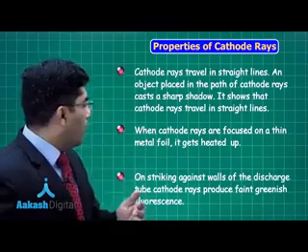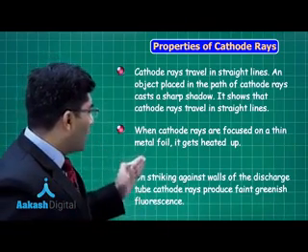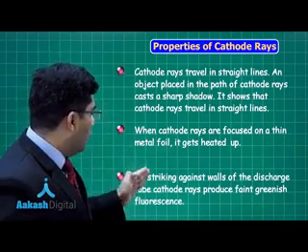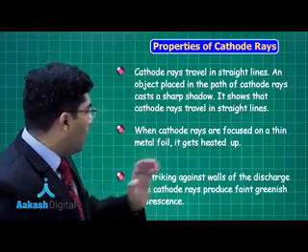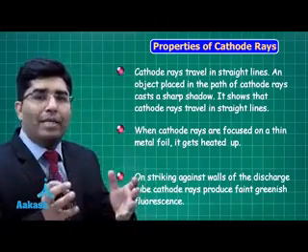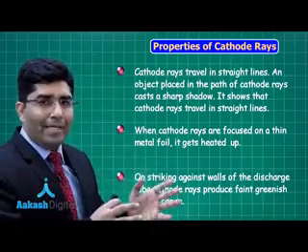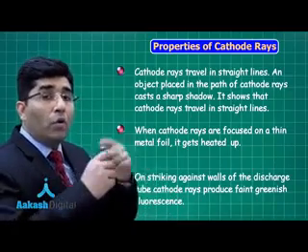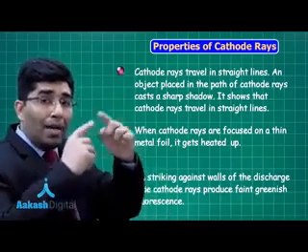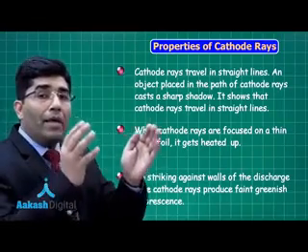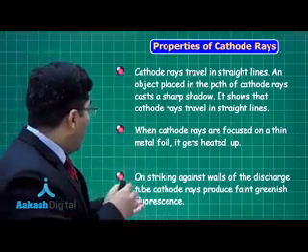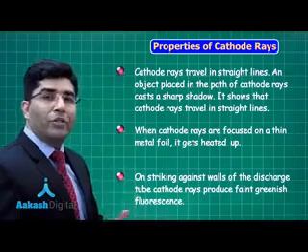The next property is that on striking the walls of the discharge tube, cathode rays produce a faint greenish fluorescence. Now this we have already discussed, that when they collide with the walls of that particular tube, they form a faint greenish color.